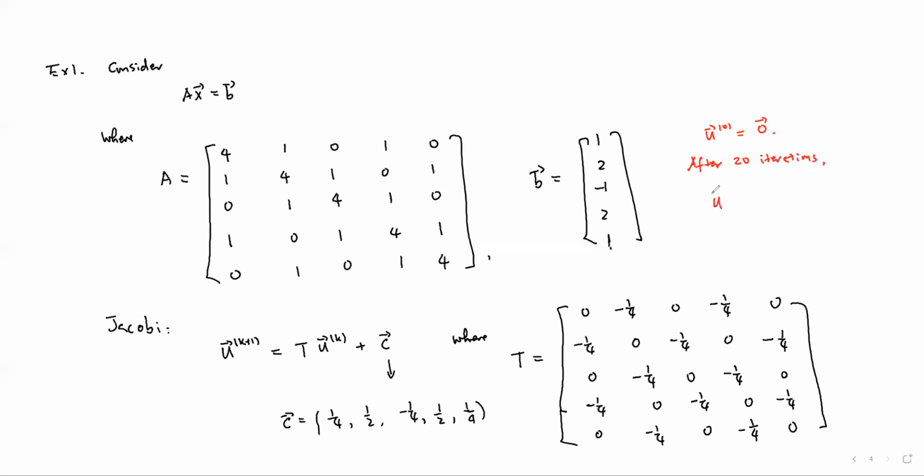the iterate is very close to the solution of the linear system. But in my notes, I didn't write what the solution of the linear system is. Here, yeah, very close: 0.1, 0.7, negative 0.6.